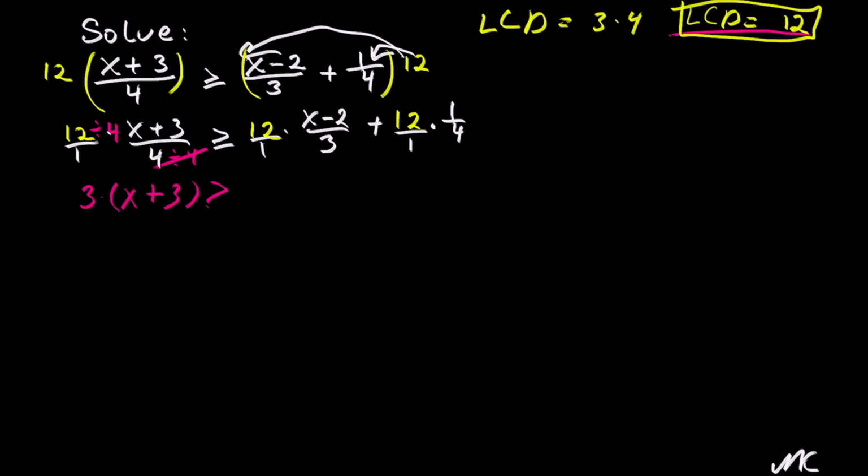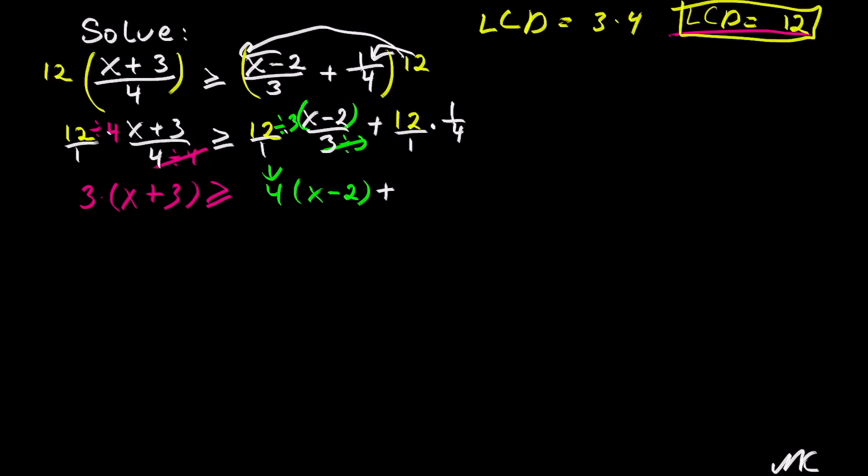Greater than or equal to. In the second fraction, we can reduce 12 and 3 by 3. So let's divide both of them by 3. 3 and 3 will cancel in the denominator. In the numerator, we get 12 divided by 3 is 4. Let's put parentheses around the numerator because it has a minus. So we have x minus 2 in parentheses, plus.